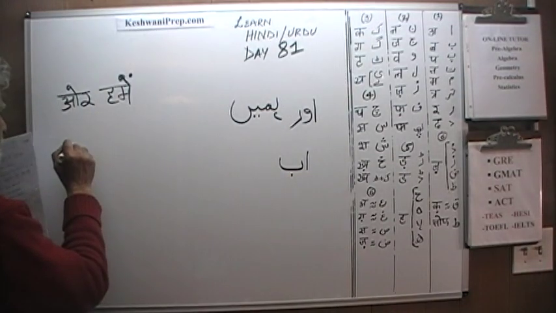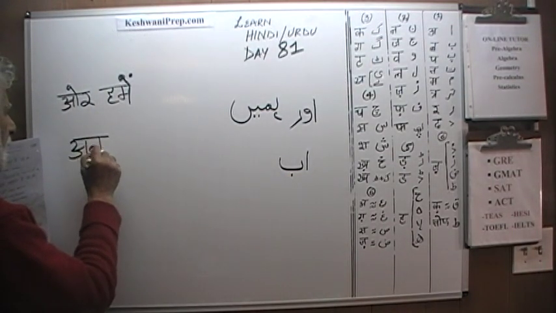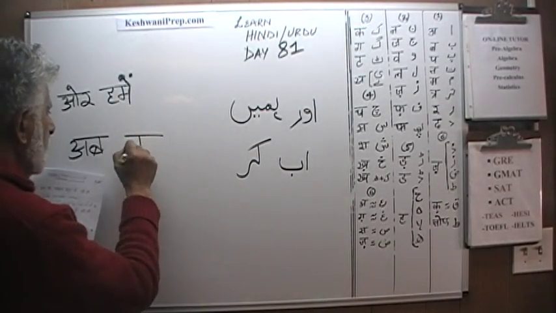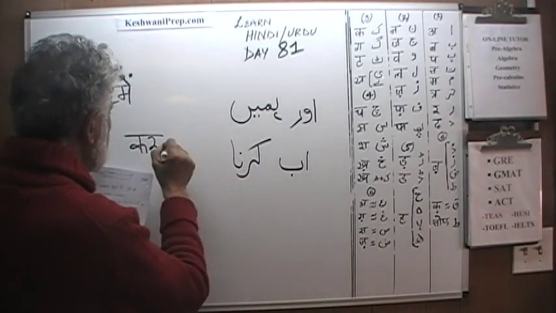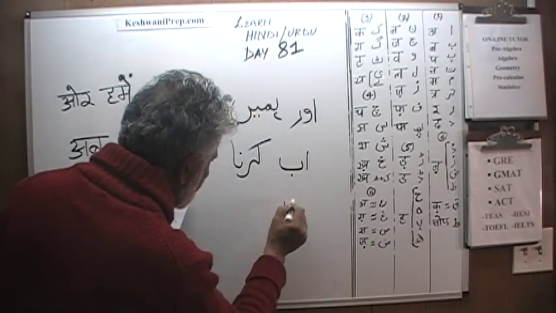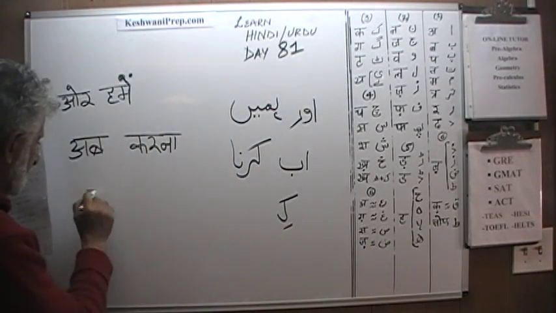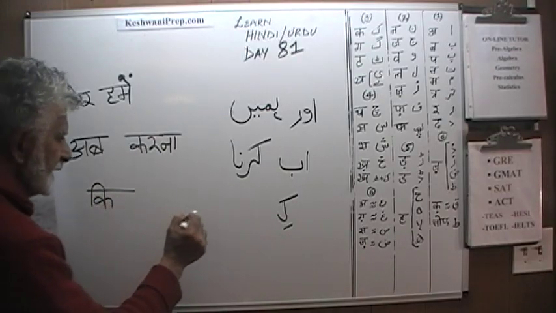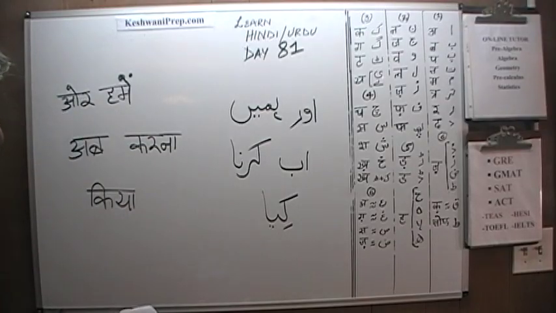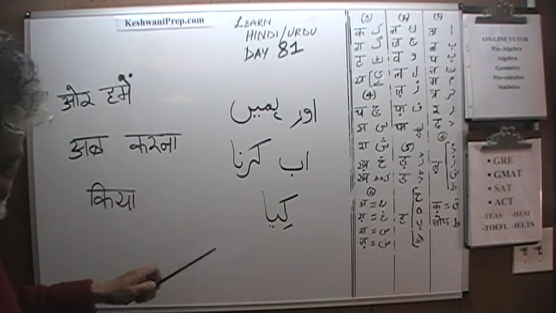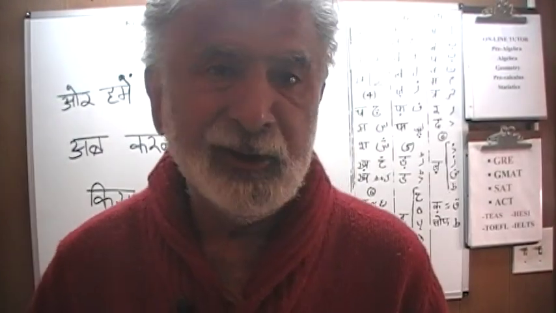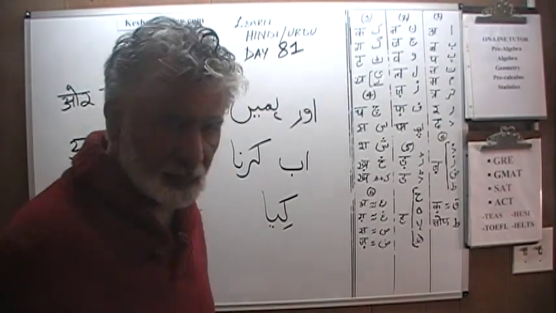Ab is very simple. Ab. Karna. Kar. Na. Kya. Ki, ke, ki is a choti ki matra. And then ya. और हमें अब करना क्या? और हमें अब करना क्या means what else can I possibly do? What else can I possibly be expected to do?